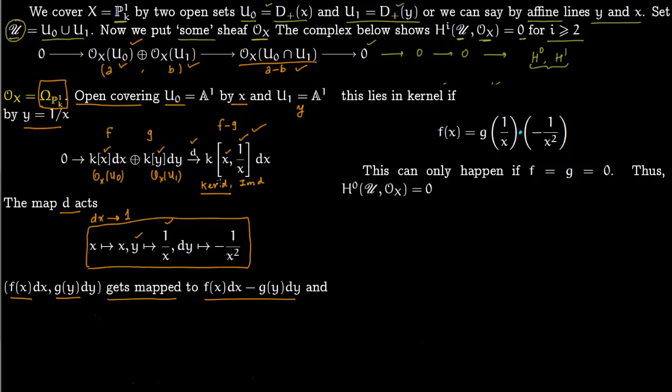So the kernel of D will give you h0. So h0 is the kernel of D, and you have to modulo out the 0 part out of it, but 0 will give you nothing. So you just have the kernel of D. Whereas for h1, you will have this entire term here, that is k[x, 1 by x] dx, and then you modulo out the image of D. So we have to study these two maps.